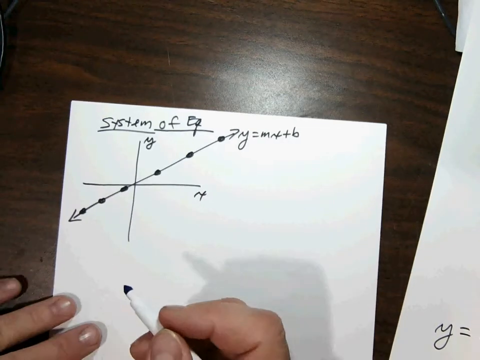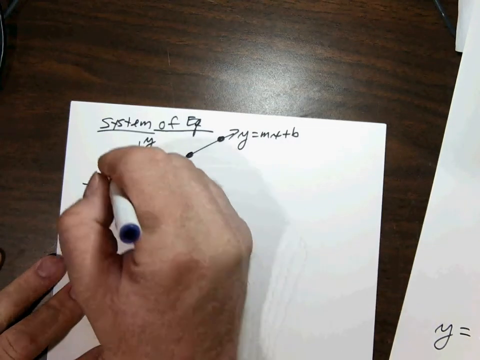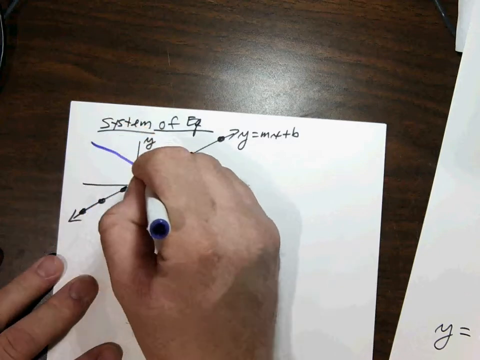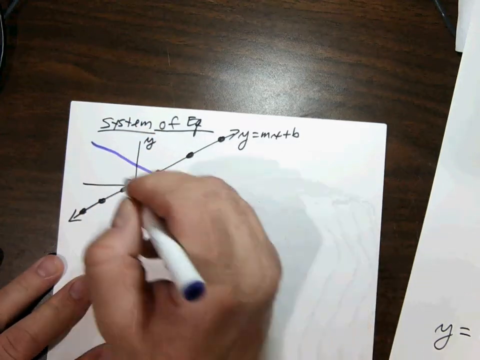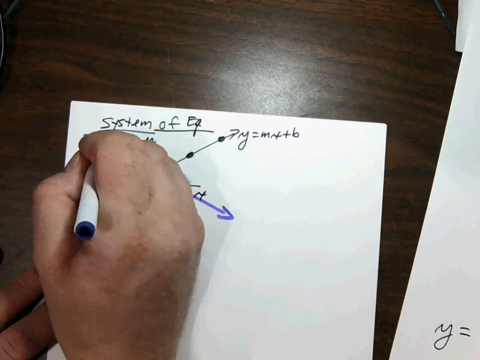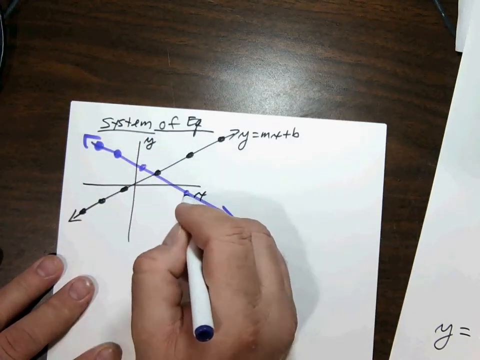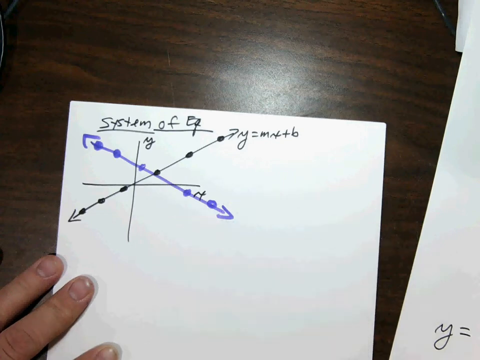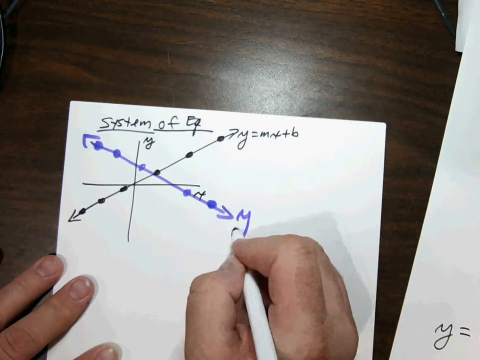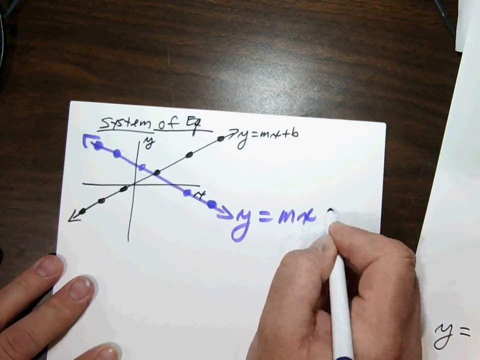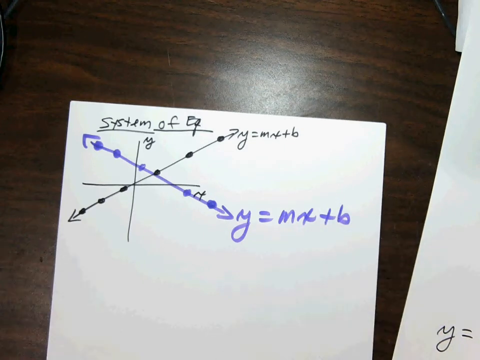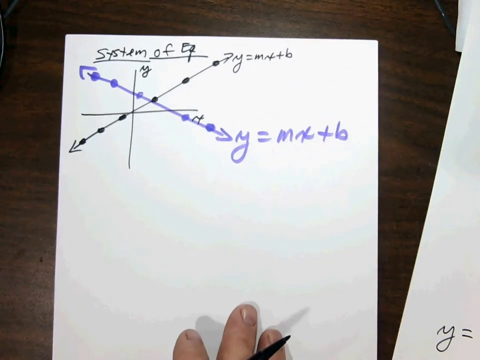I bust out a different color. So now I got another line. Let's say the other line looks like that. It's got its own little infinity of solutions here. All these purple dots, they line up with the purple equation here. And it's got its own y equals mx plus b. Okay, so I've got two different lines on the same graph there. Two different equations. Each equation has an infinite number of solutions on their own, okay?